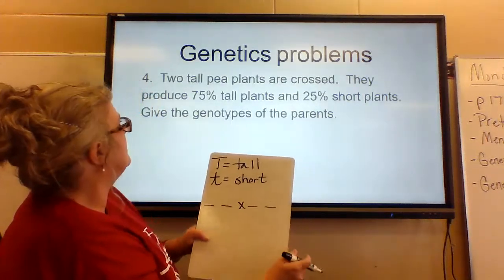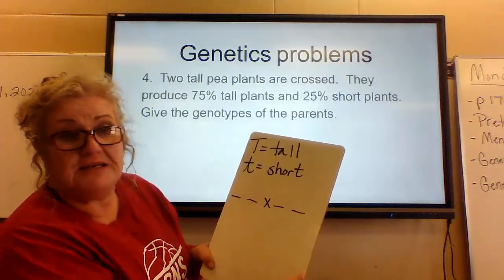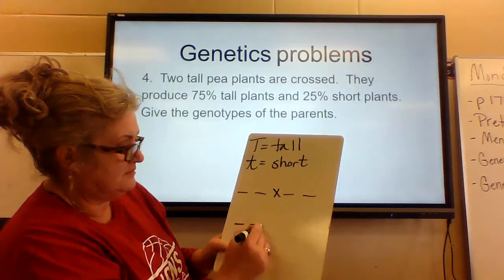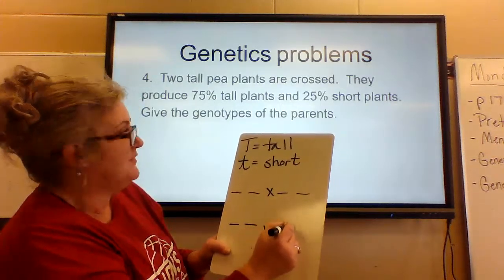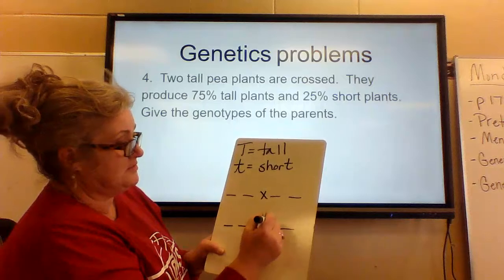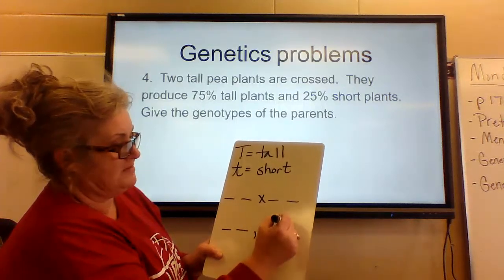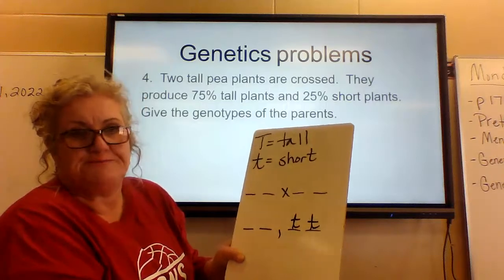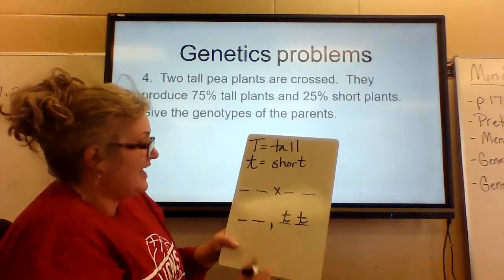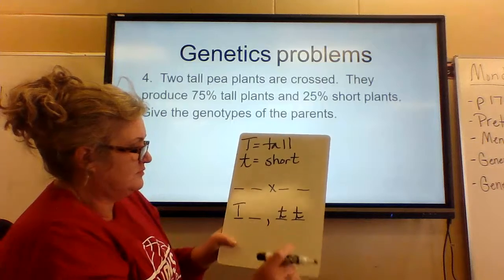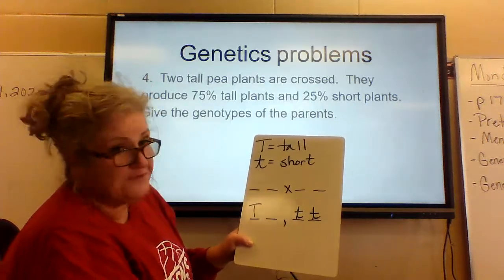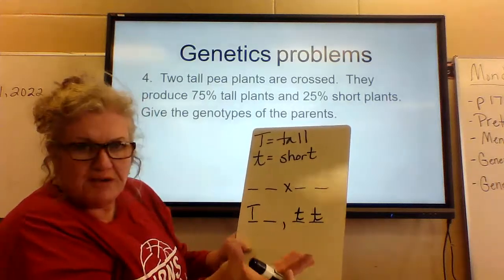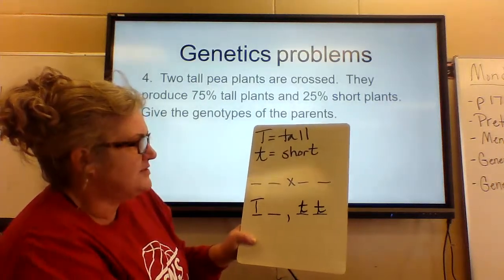Okay. I'm going to put these blanks for the parents. And I've got 2 different kinds of kids. I'm just going to put a comma in between. Now, I know the short plants are going to have 2 little t's. They have to. That's the only way they're going to show that. Then I know I've got tall ones. That's their phenotype, but that doesn't tell me what the second letter is at all in those offspring pea plants.